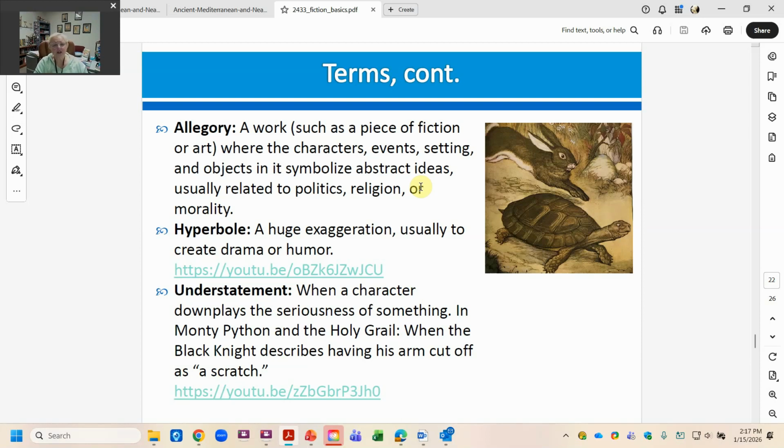Hyperbole is where there is a huge exaggeration. Again, usually creates drama or humor. So I have an example here.